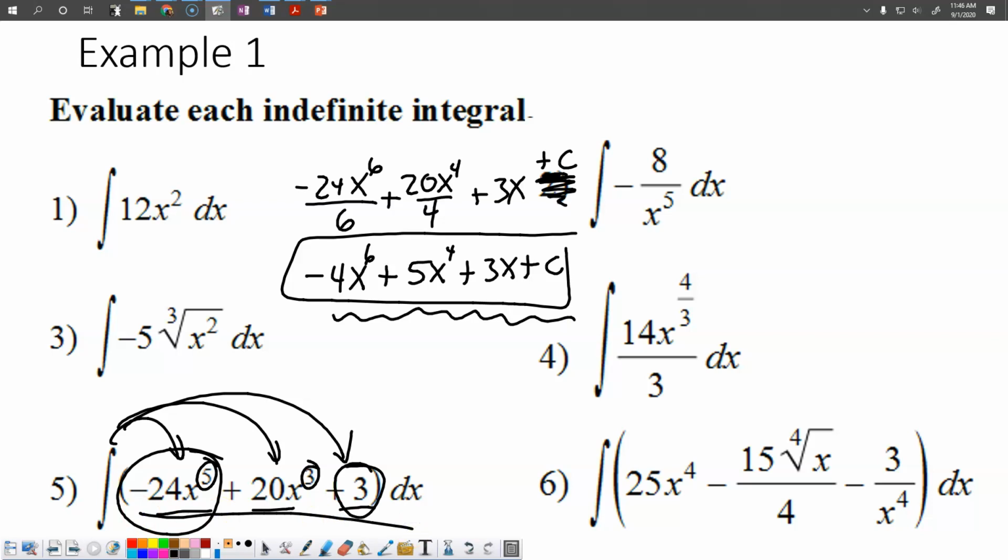Okay? Now I want you guys to notice something too. This symbol is like a command. It's telling you to do something. It's telling you to integrate these things. So after I integrate it, notice the symbol's not there anymore. I got rid of the integral symbol because I did it. The command's been executed. So after you take the integral, get rid of that symbol.